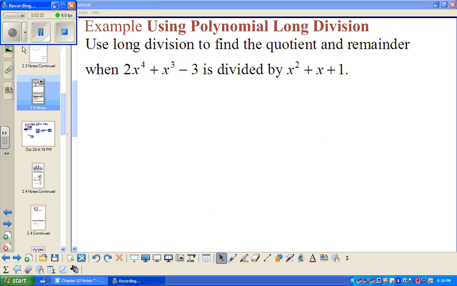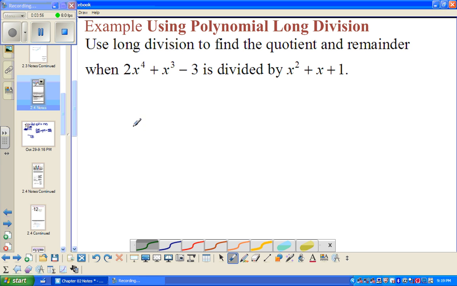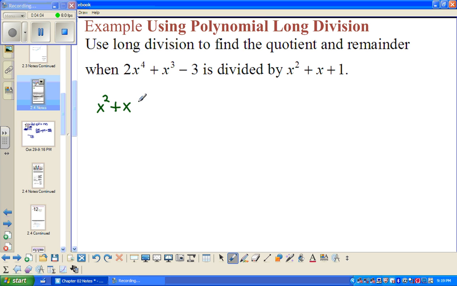So here's the example we're going to go through on using long division to find the quotient and remainder. If our f of x is 2x to the fourth plus x cubed minus 3, and our d of x, what we're dividing by, is x squared plus x plus 1, well, you'd set that up the traditional way, where what we're dividing by would go out front, what's being divided would go under the division bar.